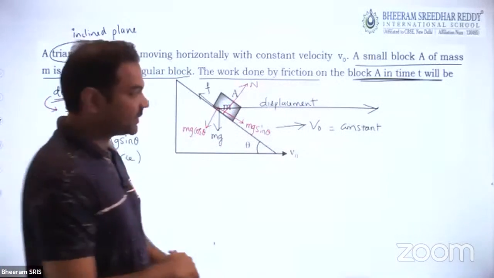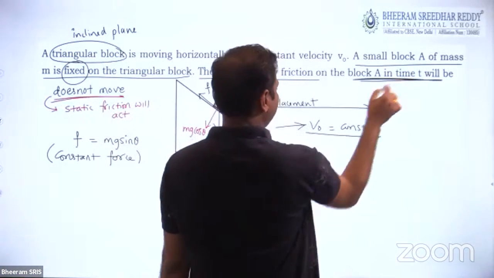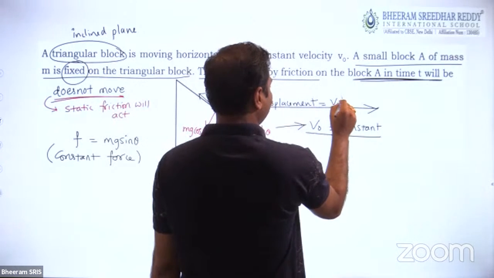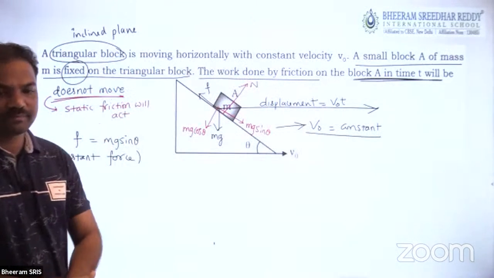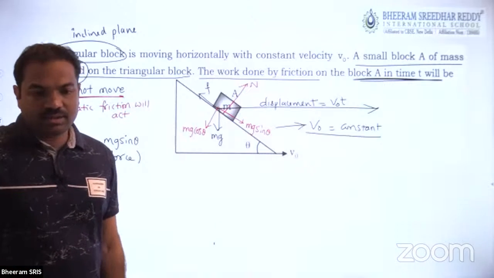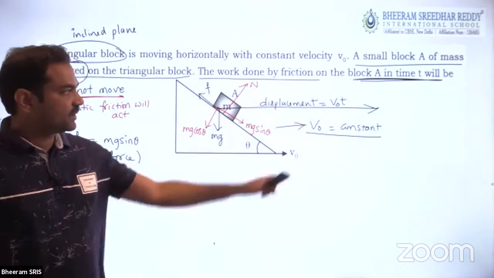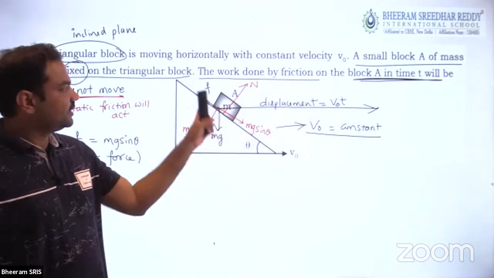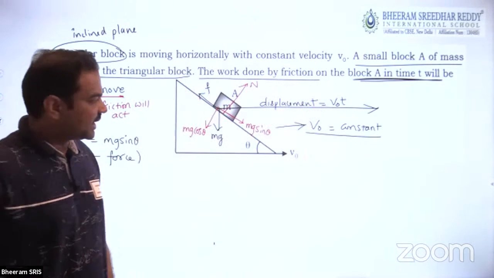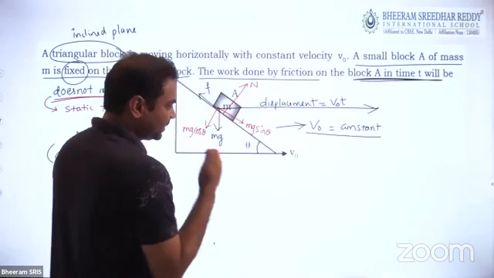What is the displacement value? It is moving with constant velocity in t time. What is the displacement? I can write v naught into t is the displacement. Displacement is v naught into t. Am I right? Friction is the force. Then what is the angle between them? How do we go for the angle between them?